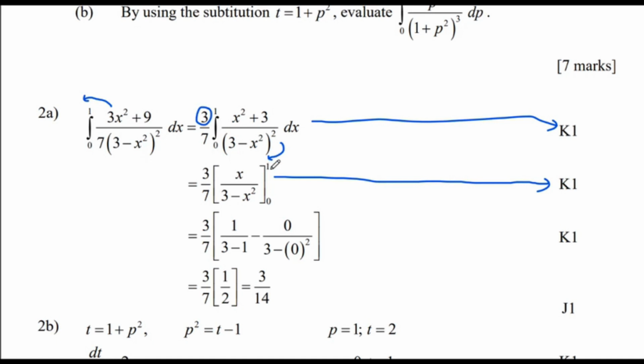And then you all masukkan saja limit atas 1, limit bawah kosong. You will get another k1. And then final answer kita kira dapat 3 over 14 j1.